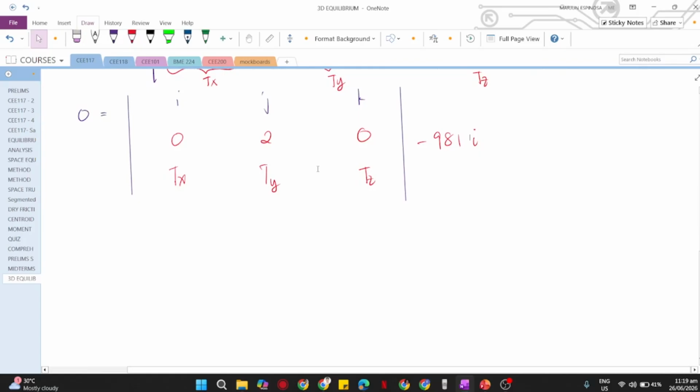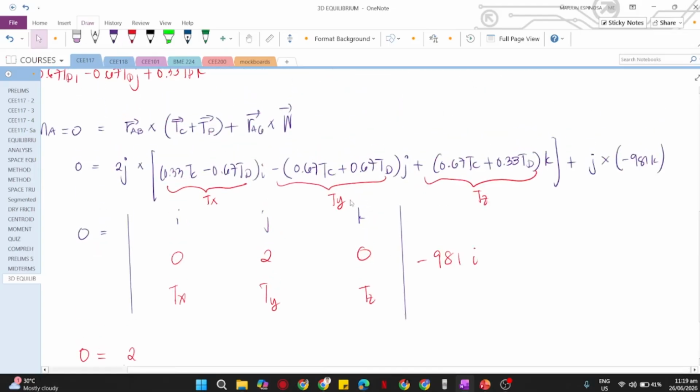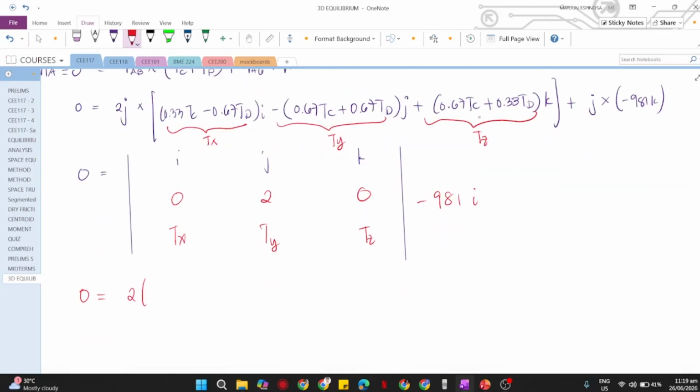So, ito na lang. So again, 0. So if we want to determine I, we cover this up. Then we have here 2 times Tz. So 2 times Tz. Yung Tz natin is ito. So that is 0.67 Tc plus 0.33 Td. Again, that is I. Okay, so idagdag natin to diretso, negative 981 I.